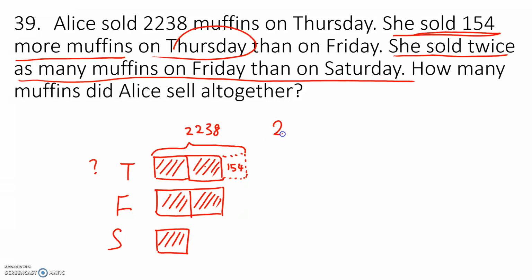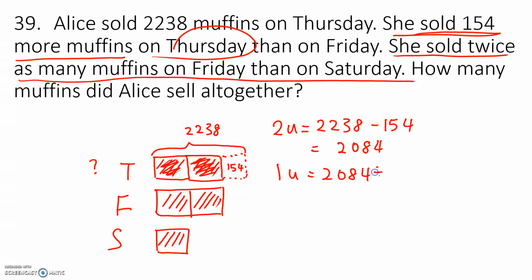What can I do to find out the 2 units then? I will need to take away the extra 154, which gives me a total of 2,084. So this 2,084 is for the 2 units here and here. Now, we are always interested to find 1 unit first. 2,084 divided by 2 will give us 1,042.